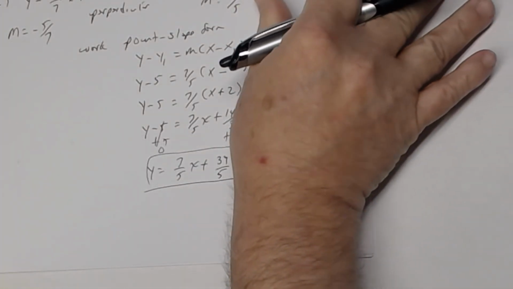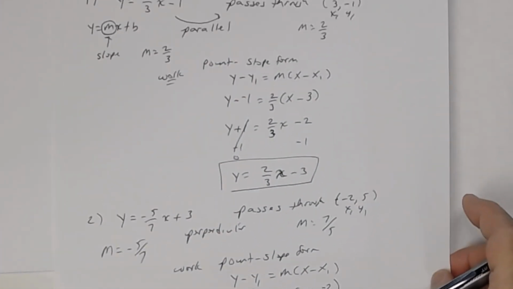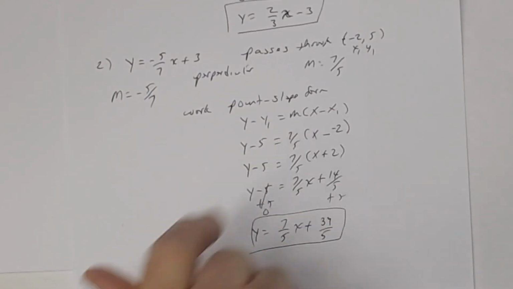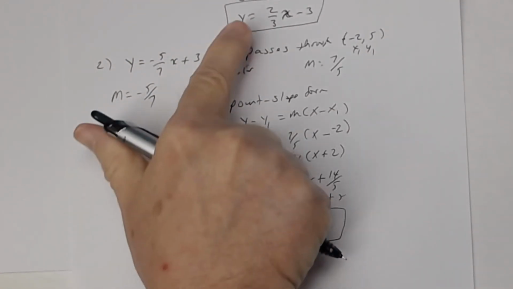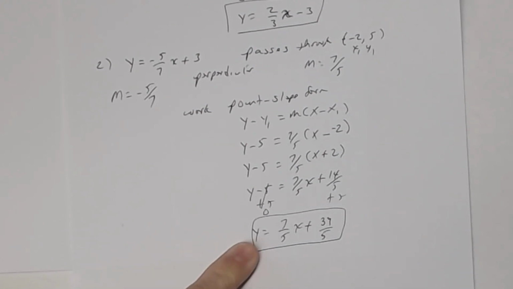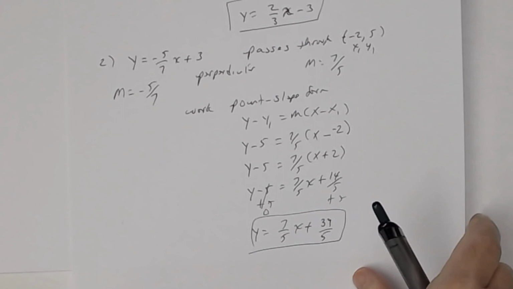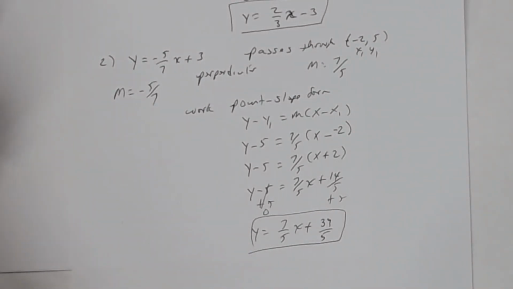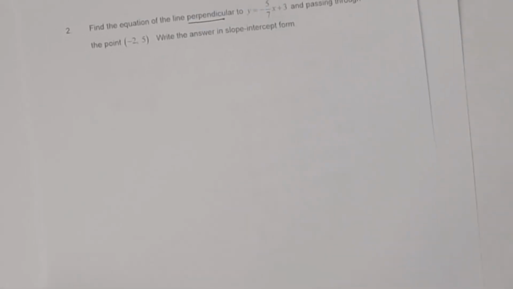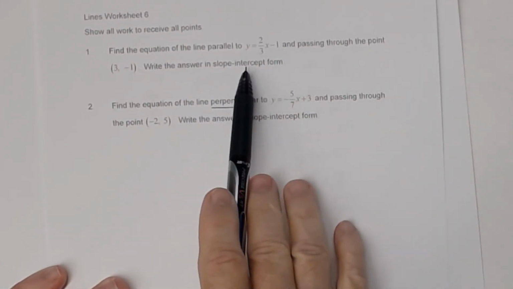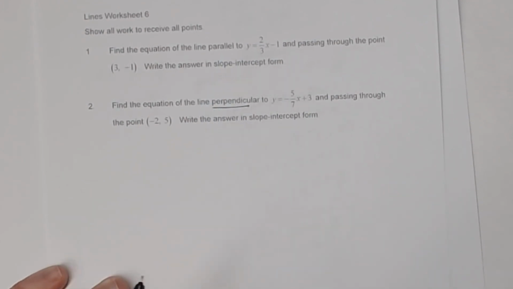All right. Just to let you know, this is the work you have to show. So there's the work for number 1, there's the work for number 2, and these are your equations in slope-intercept form. All right, so that is the key to the 2 problems here on finding the equation of a line. One's parallel and the other one's perpendicular.